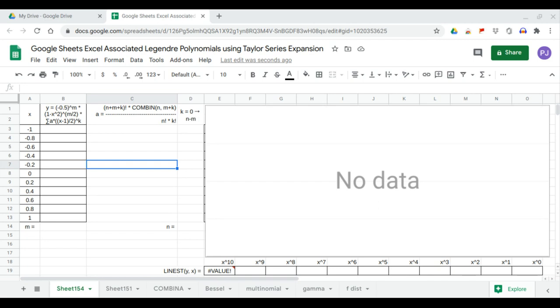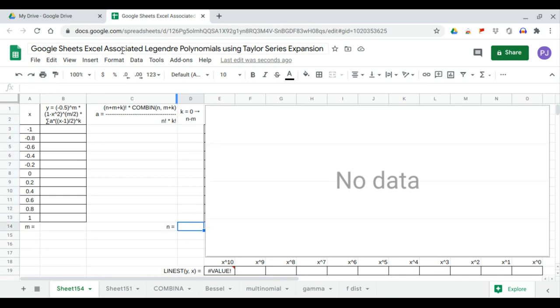In this video, we'll generate the associated Legendre polynomials using Taylor series expansion in Google Sheets, which can also be used in Excel. So here we have this area, which is our expansion. This area is our coefficients. This will be our value of k, which is from 0 to n minus m.